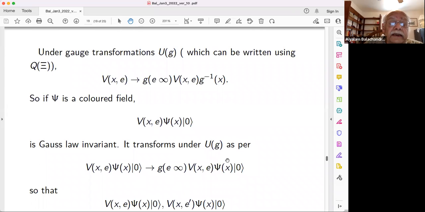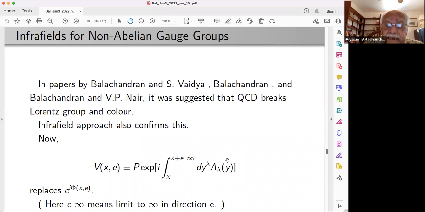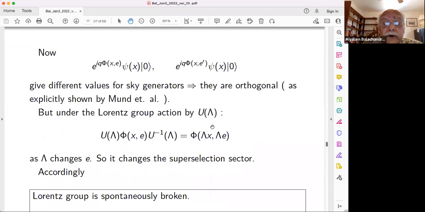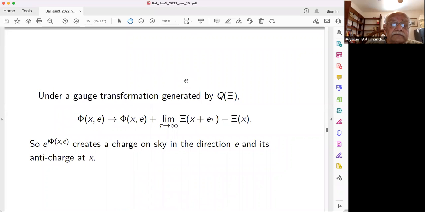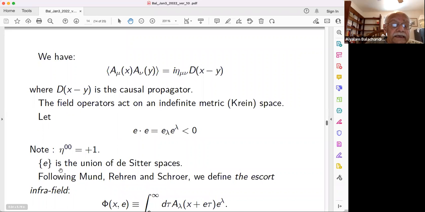It so happens that they are all correlated. The Escort field phi has 0 dimension. It is quite interesting. So all the correlators you can write for this exponential i q phi x c are actually conformally scale invariant. If you scale E, they don't change. So they are dimension 0 fields. So E is a union of de Sitter spaces, not one. It becomes one de Sitter space only in one space and one time. Otherwise, it is a certain union.